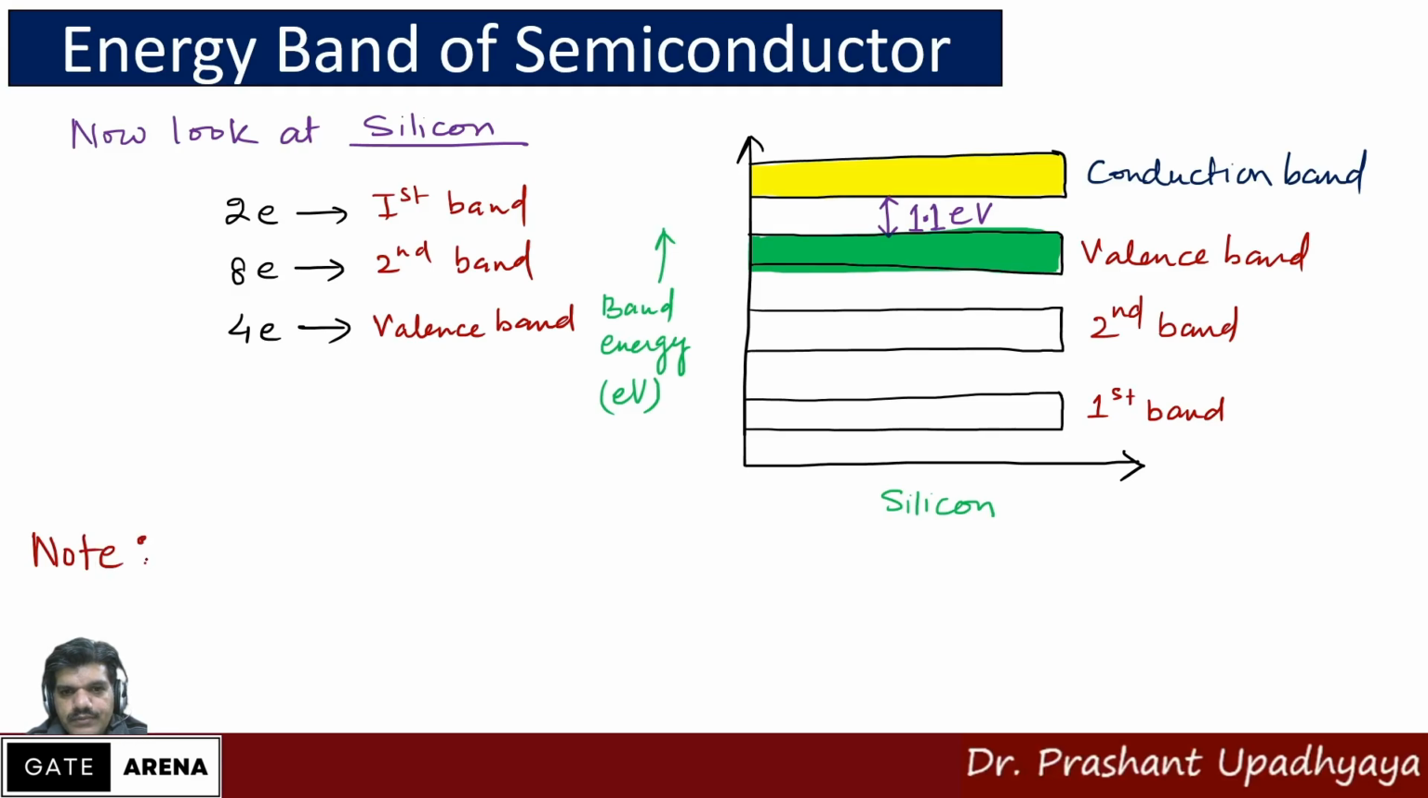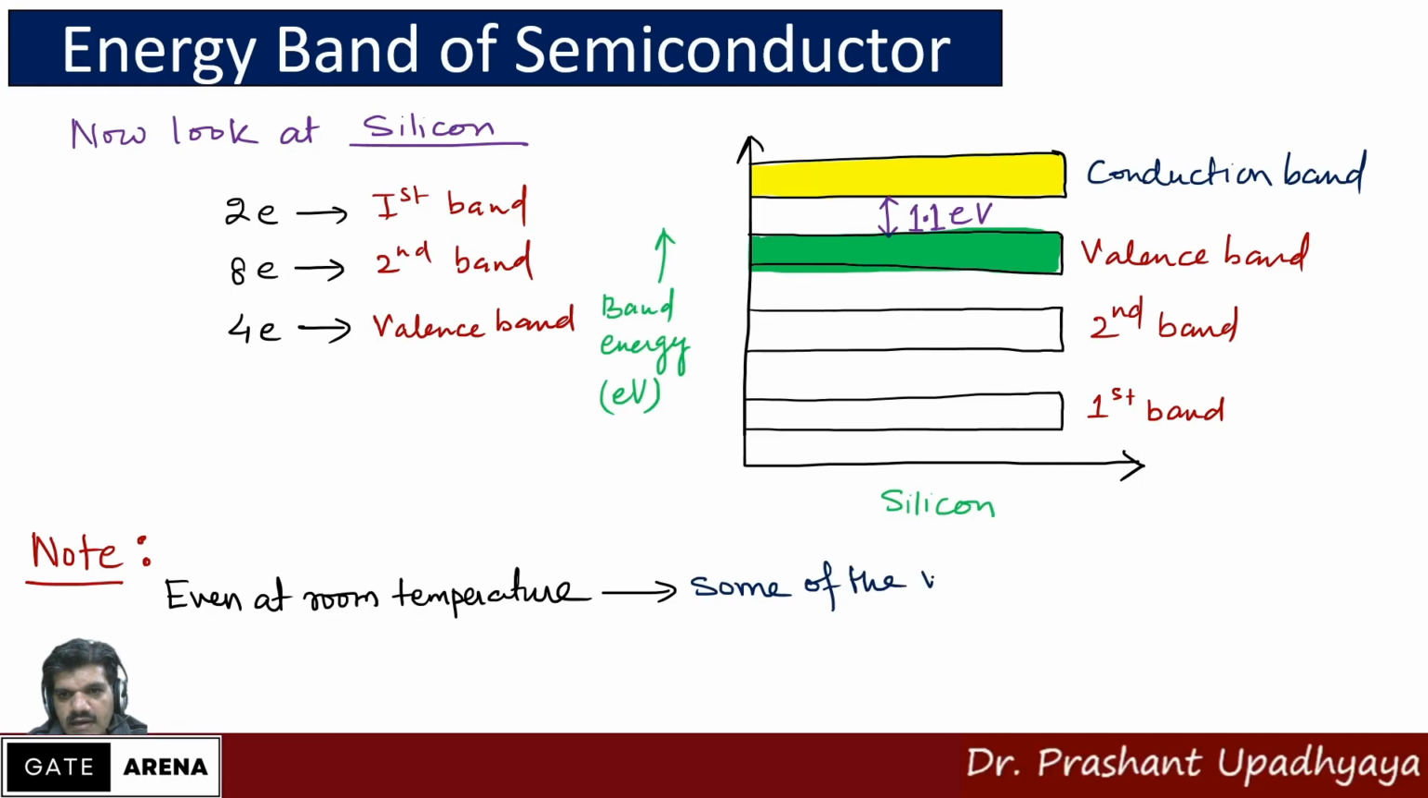We have to make a note that even at room temperature, as we explained in the previous slide for germanium, the same thing holds for silicon: some of the valence electrons may acquire sufficient energy. So I'm writing it: some of the valence electrons.